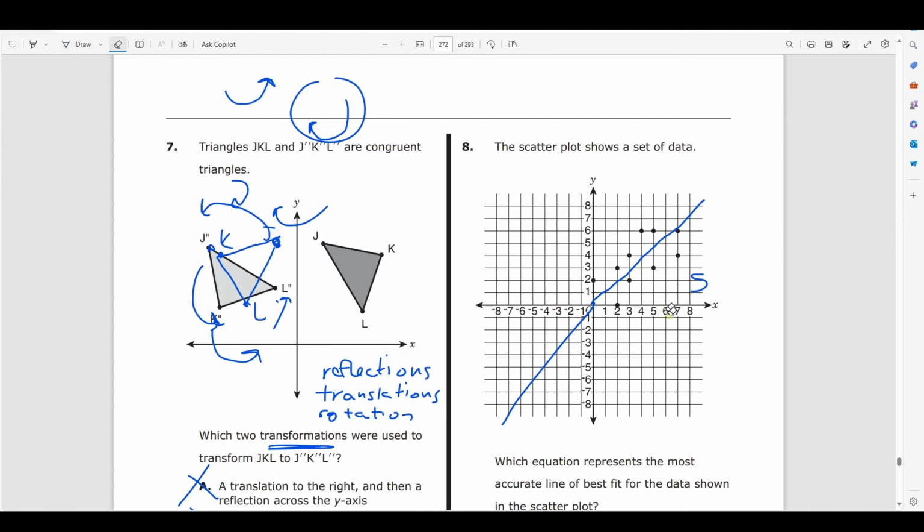But if I have y equals x plus 2, that's the same thing as saying y equals x, but just 2 units higher. And when I draw that out, look what happens. All my points are below the line, which means it's a bad line of best fit because I don't have the same amount of points up top and below.